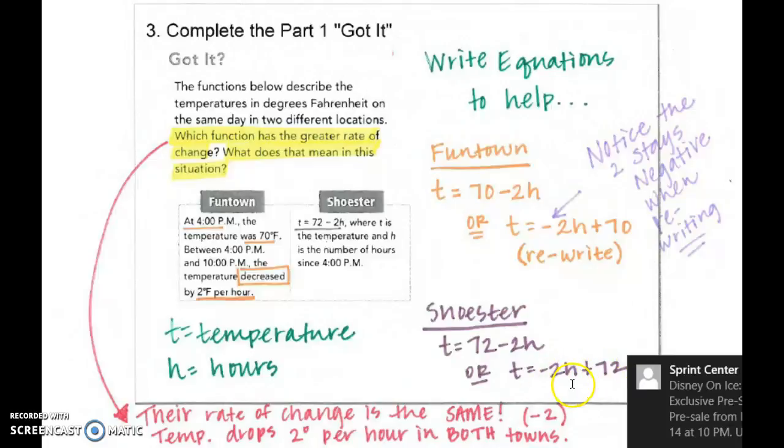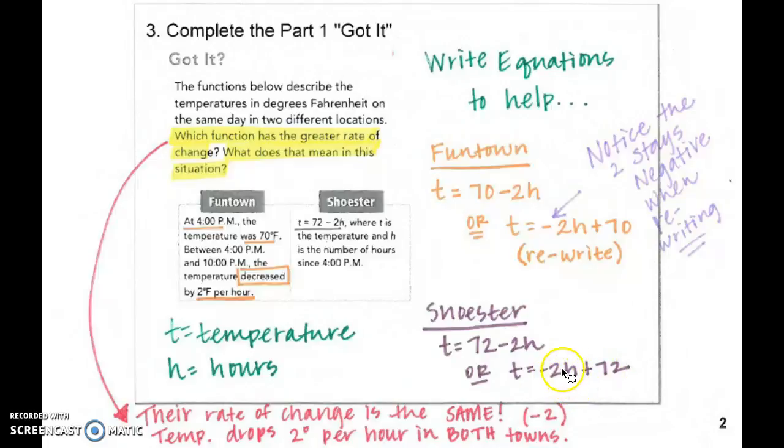Again, the negative 2 stays negative with that minus sign out in front because it's decreasing at a rate as well. Now it says what function has the greater rate of change, which one? Well, actually their rates of change are the same. Both of them have negative 2 degrees per hour. So the rate of change is the same for both towns, for both functions, which means that the temperature drops 2 degrees per hour in both towns.